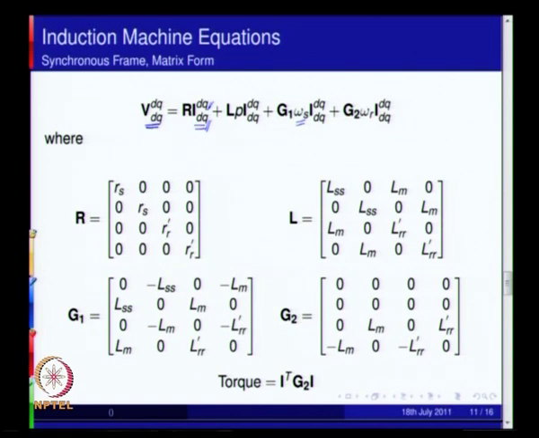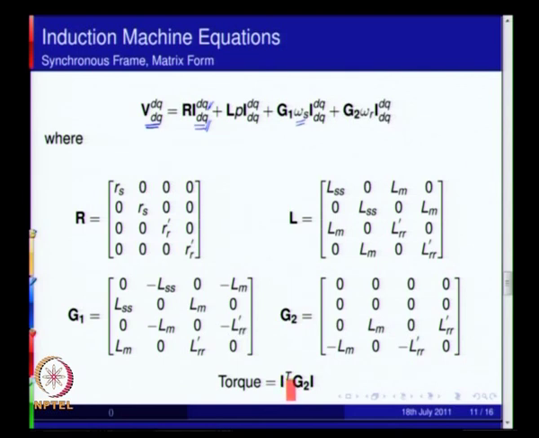So one can write that equation as V equals R into I plus L into pI, that is di by dt, plus a G1 term multiplied by omega s into I plus another speed matrix multiplied by omega r into I. R, L, G matrices are shown here, R, L, G1 and G2 are shown here, and the generated electromagnetic torque is dependent on G2 as I transpose G2 into I.